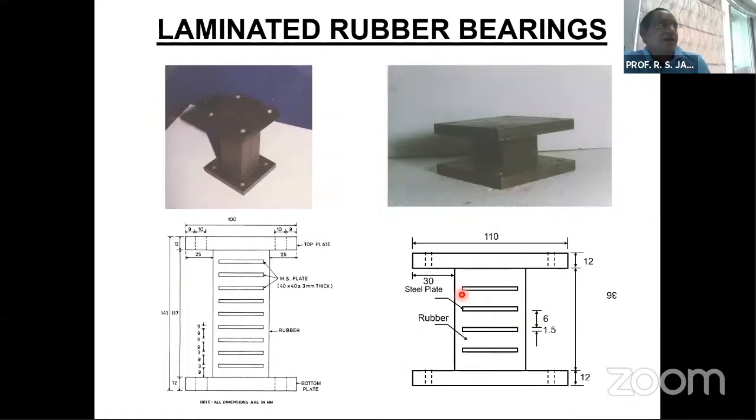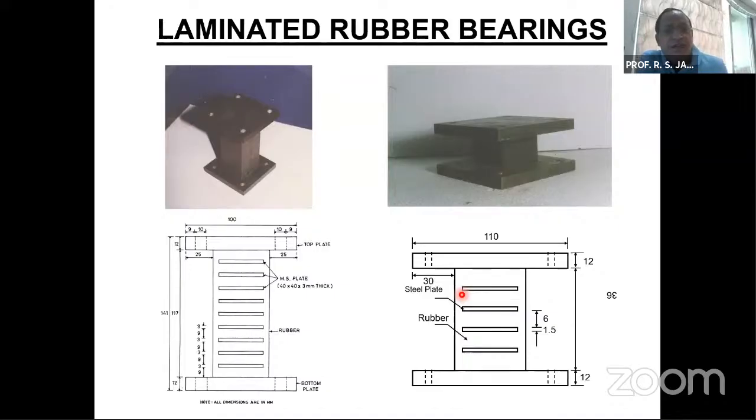This is a typical view of an isolation system, and we call it laminated rubber bearings, which consist of alternate layers of steel plate and rubber. Rubber provides the horizontal flexibility to the system, and because of this, the period of the structure on which they are resting gets elongated. Now, the purpose of the steel plate here is, as mentioned by Professor Dev in the morning, to increase the vertical stiffness of the isolation system.